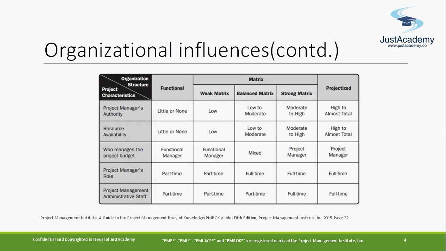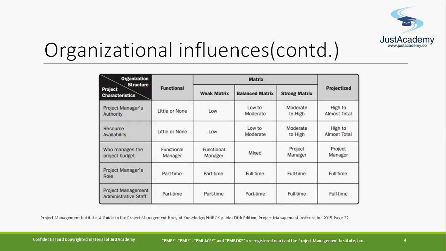Good. So we're talking about the organization experience, and this is a chart. What will the project manager's authority be, and who will be responsible for resource availability if I want to do projects in such an organization? Normally the project manager has little or no authority in a functional organization because he reports to the functional manager, who takes most of the decisions on the project. Getting resources and work allocated is taken care of by the functional manager, who manages the project budget.